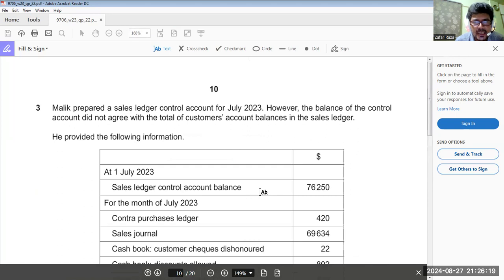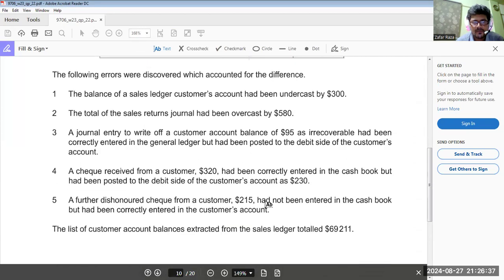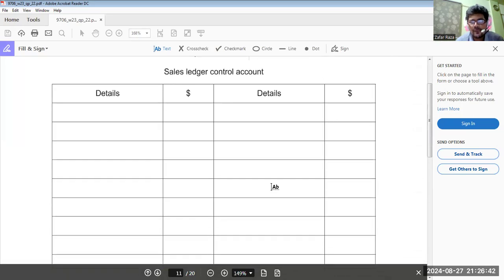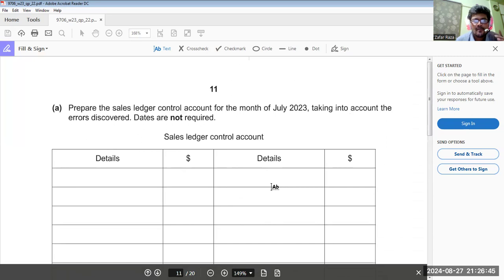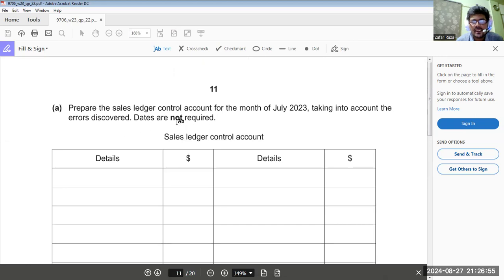Malik prepared a sales ledger control account for July 2023. However, the balance of the control account did not agree with the total of the customers' account balances in the sales ledger. He provided the following information. This information is related to the control account and these were the errors we are given. What we have to do in this question is prepare the sales ledger control account for July, taking into account the errors discovered. Dates are not required.